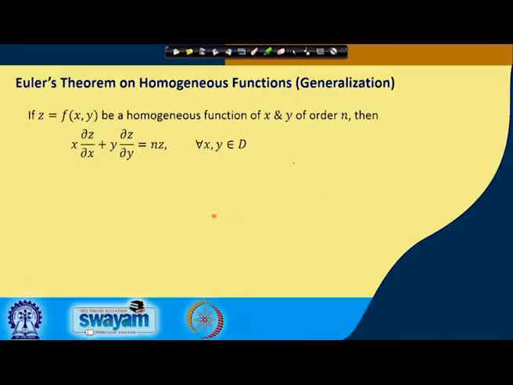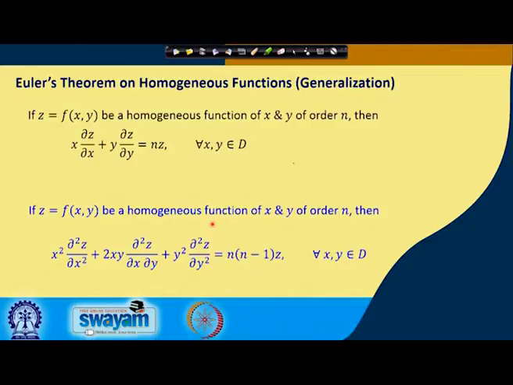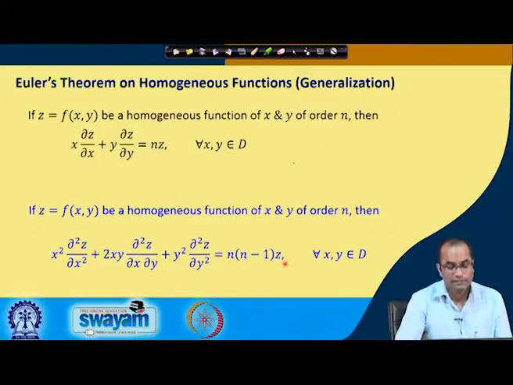Okay, so the generalization of this Euler's result: this was in case of the first order partial derivatives, but we do have results in case of the second order partial derivatives as well, which is the extension of this. It says that x square times the second order partial derivative with respect to x, plus 2xy times the mixed term, plus y square times the second order derivative with respect to y, is equal to n times (n minus 1) times z, for all x, y in the domain of the function.